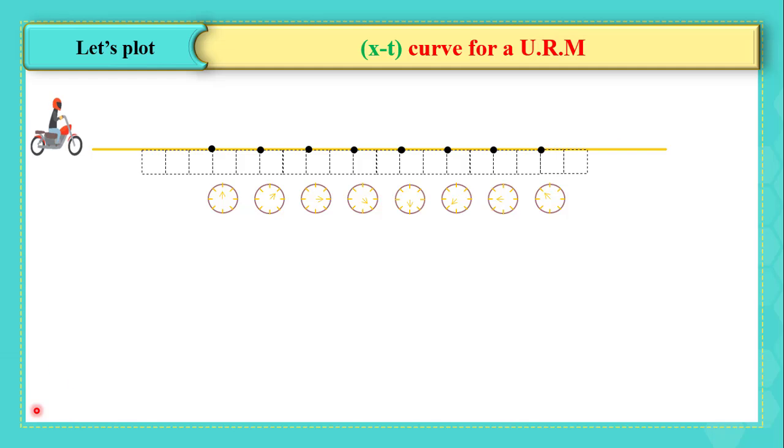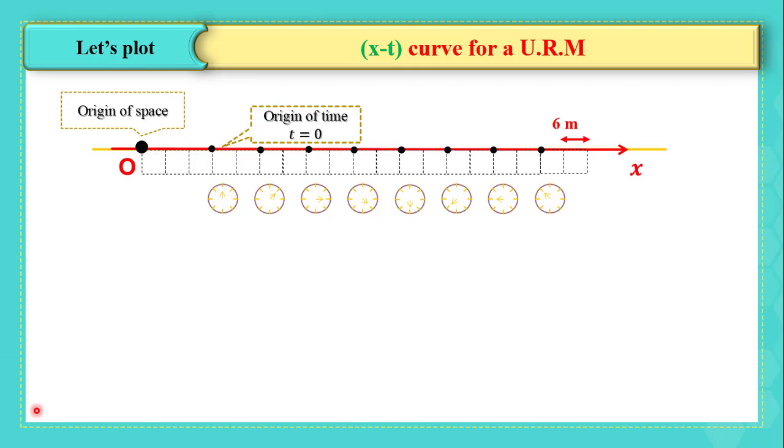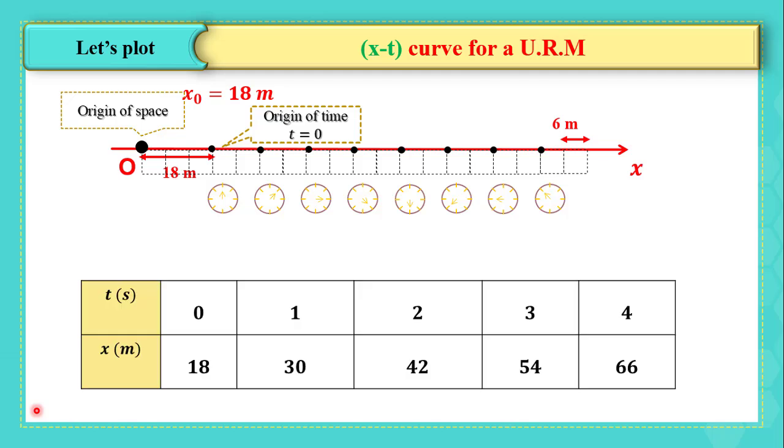What if the origin of time is not chosen at the origin of space? In this case, we will start timing when the object is at 18 meters from the origin O. Then, the initial abscissa is x0 equal to 18 meters. We will fill the table with the abscissas at the different instants. At t1, x1 is equal to 12 plus 18, which is equal to 30 meters. Similarly, we calculate the other abscissas and we fill them in the table.